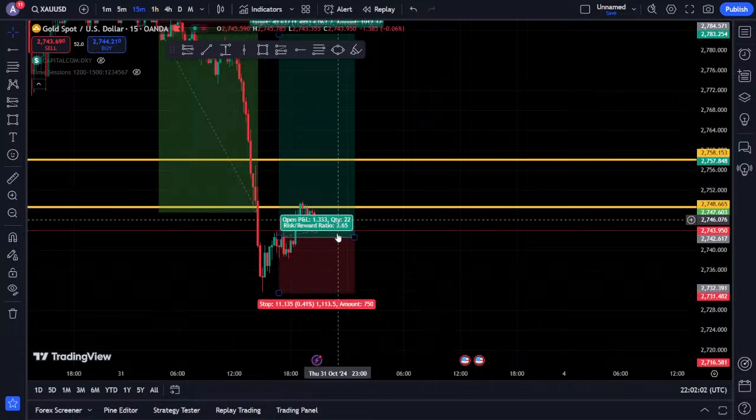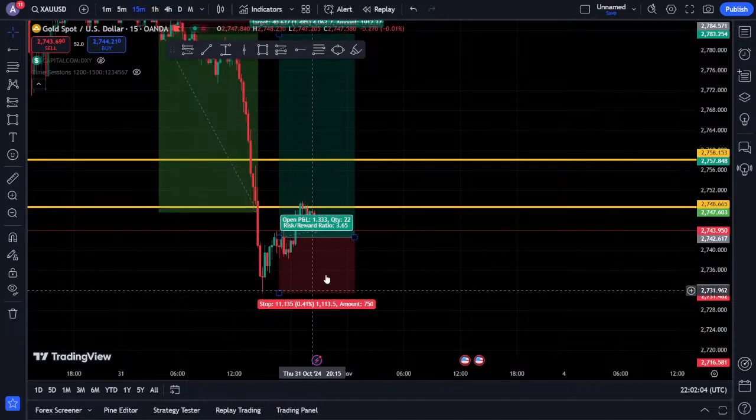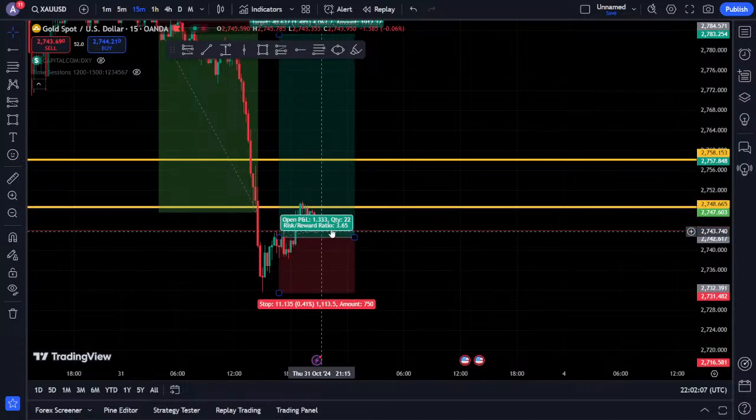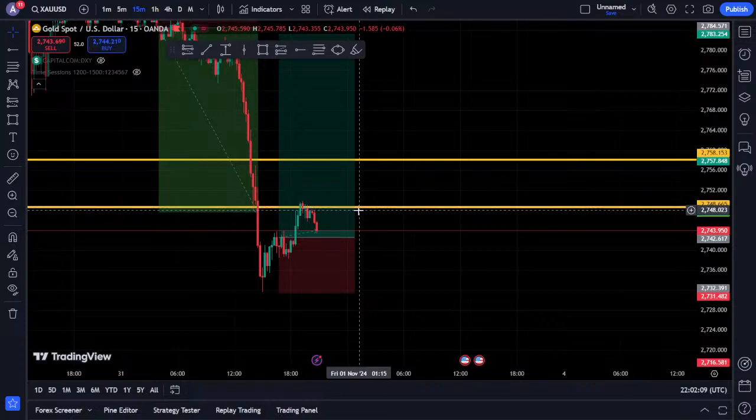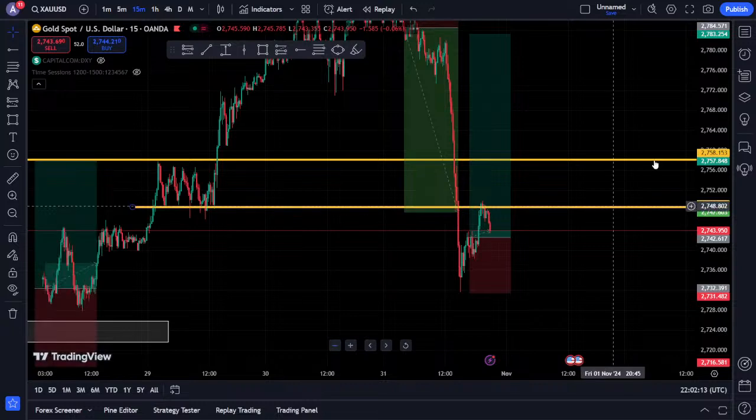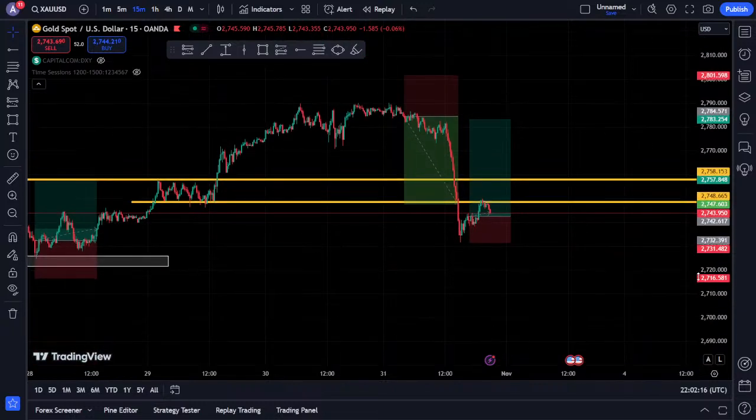But it's most definitely going to go higher than this. So when it reaches about here, I think I might cash out. I might close the trade. But yeah, that's what's going on so far with my current trades.